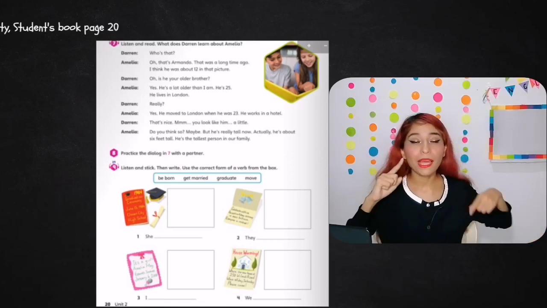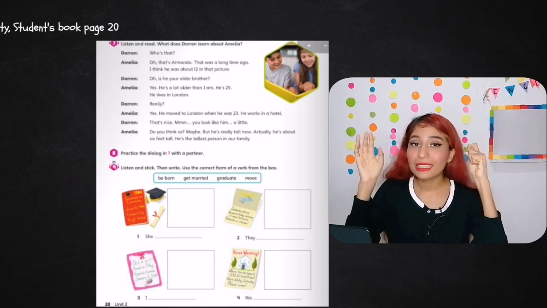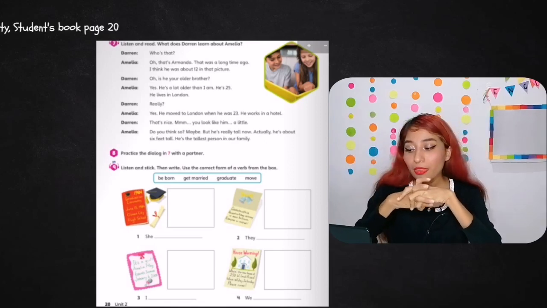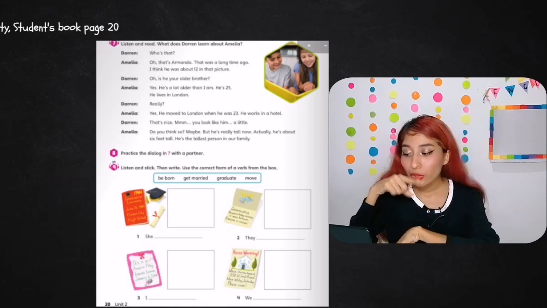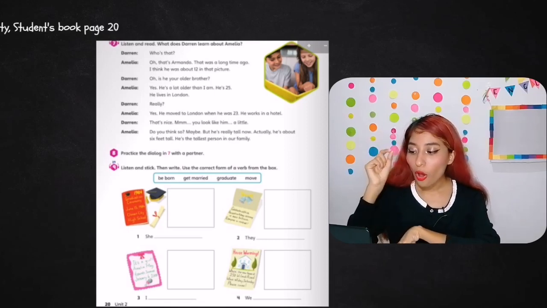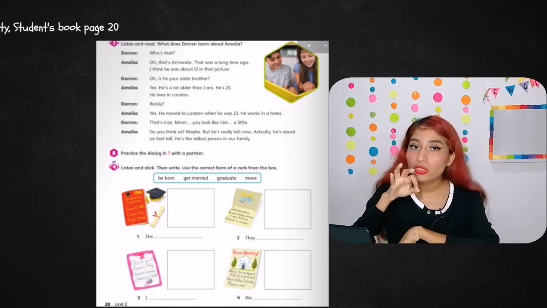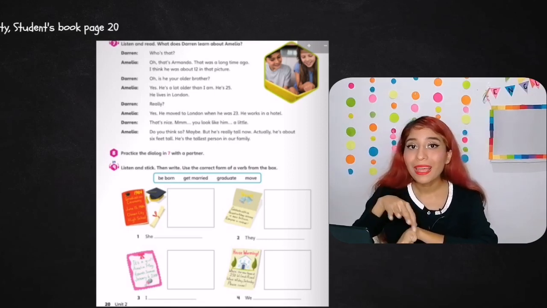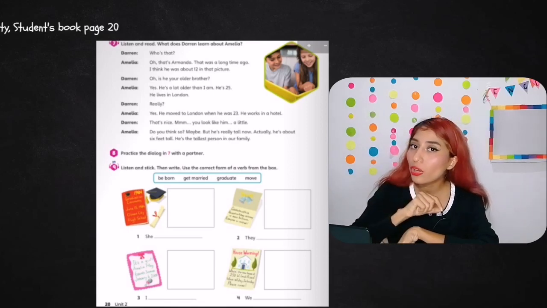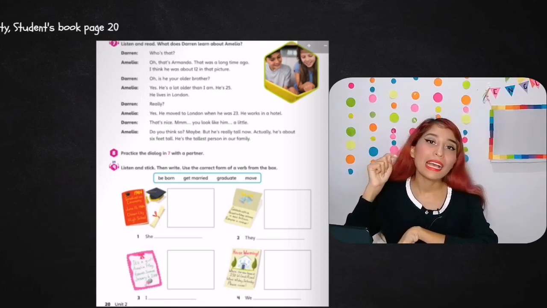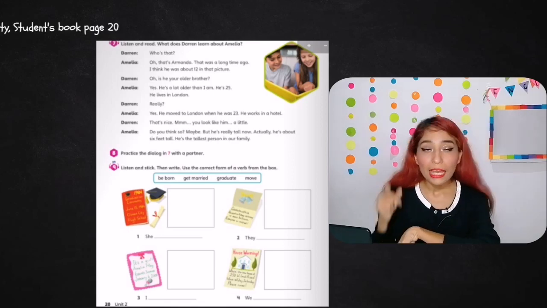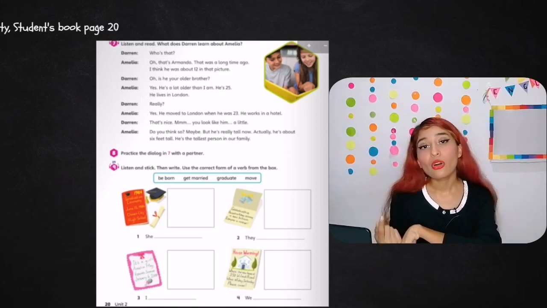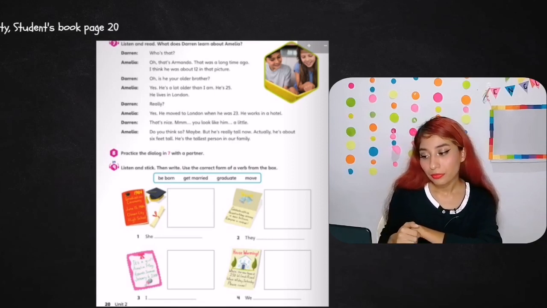Okay, please pay attention carefully to this because you never pay attention to the instructions. The instruction says, use the correct form of a verb from the box. When it says, use the correct form of the verb, it means that you are not going to use these verbs as they are in the box. It means that you are going to do the conjugation, okay?